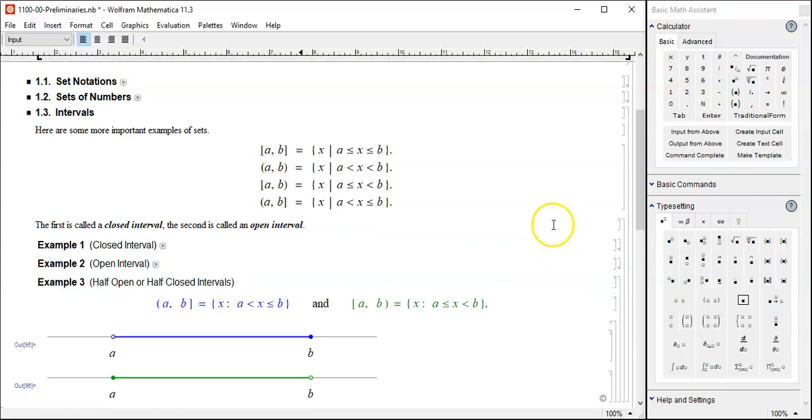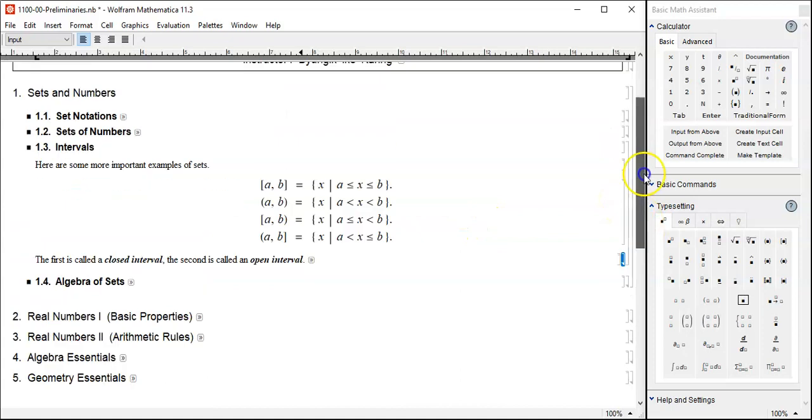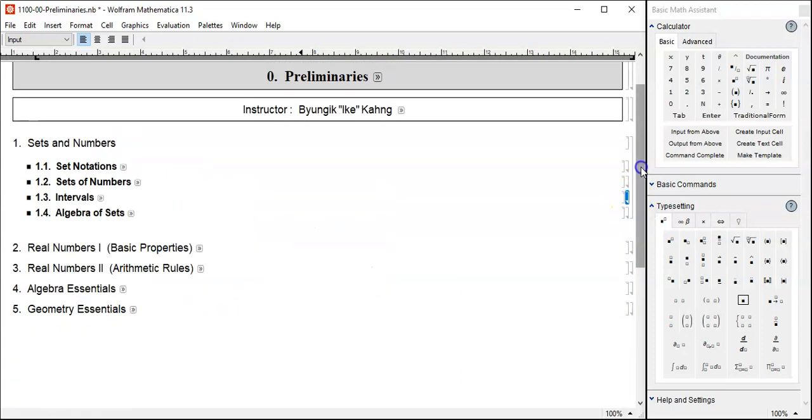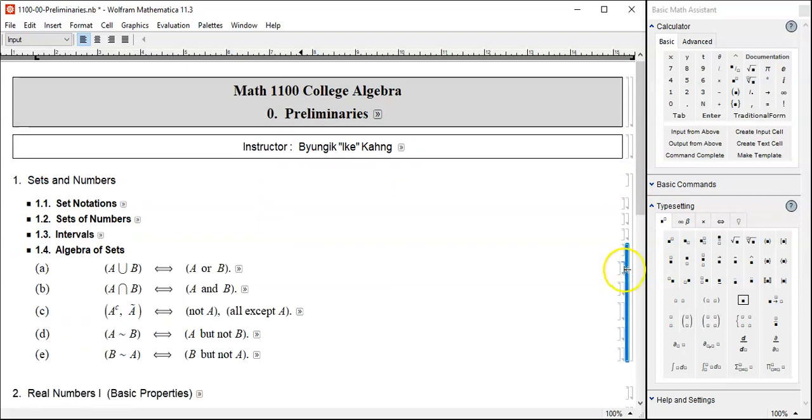And then half open, half closed intervals. So the included part is solid, the not included part is hollowed out. That's for the blue interval, but vice versa for the green interval. Okay, so much for the intervals and set notations and so on. The next topic is algebra of sets.